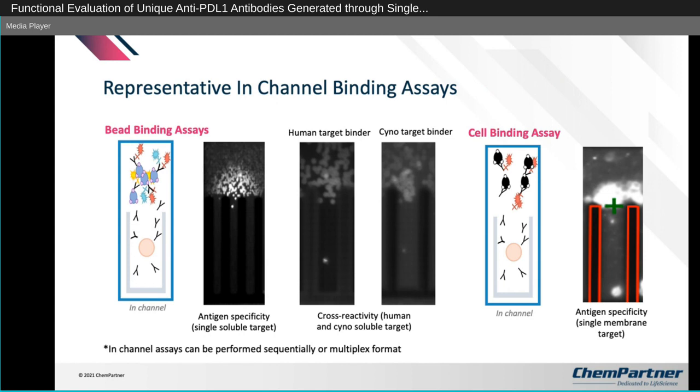So here I have shown some of the in-channel binding assays where you can see either beads or cells that express target of your interest are loaded into the channels such that a B cell that is secreting target-specific antibody will show up as a bloom with a signal right above the pen of that specific B cell. So you can potentially assay, in a format such as this, for antigen specificity as well as cross-reactive binding. We have been able to look, in a multiplex format, at cross-reactive binding to mouse, human, and cyno proteins all at once.